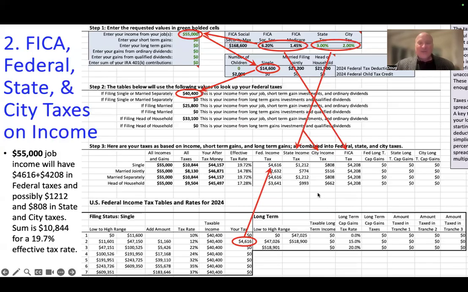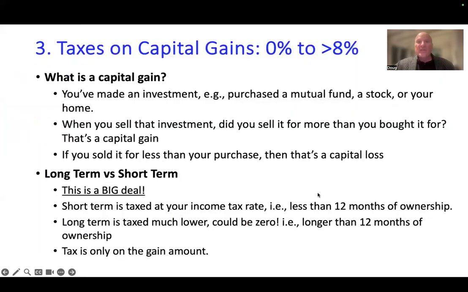Okay, whew. So that's our income taxes. Now let's have a look at taxes on our investments. And these can add up to maybe perhaps no tax, which is fantastic, or maybe even greater than 8%. So quite a range on the taxes on capital gains.